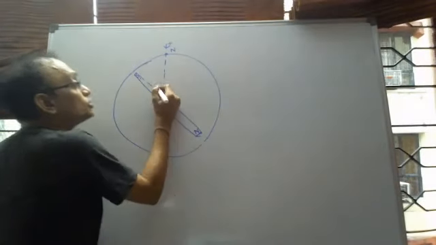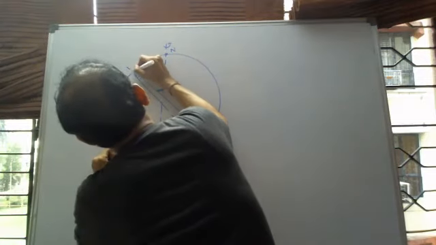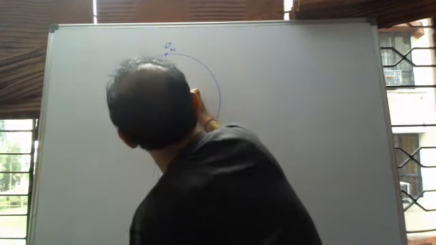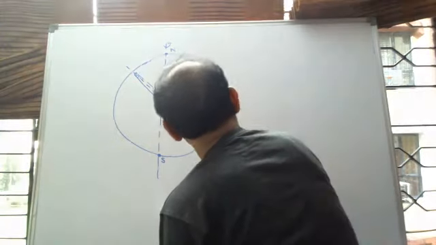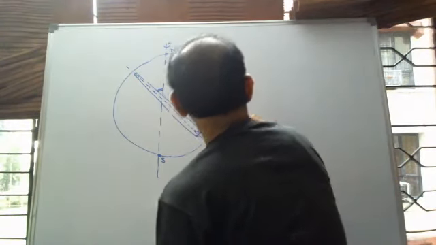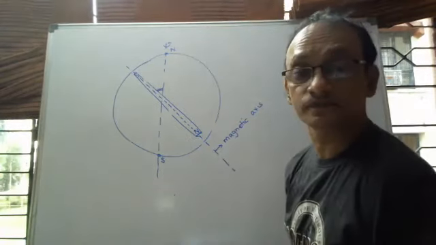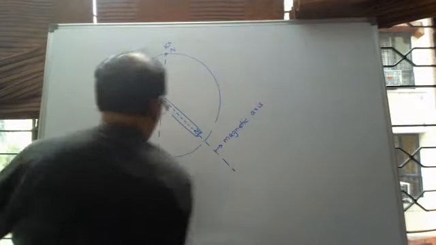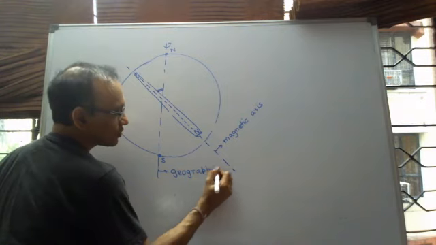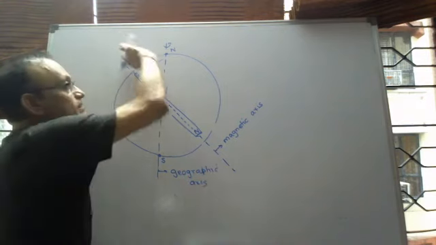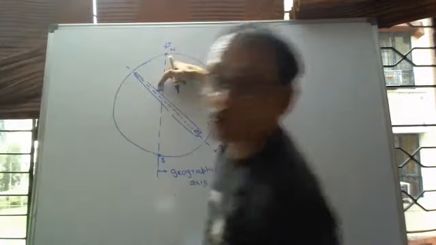And this tilt between this axis, where we could imagine the Earth to be like a bar magnet, is called the magnetic axis of the Earth. This was the geographic axis, and this was the magnetic axis of the Earth. And the angle between them was not zero.